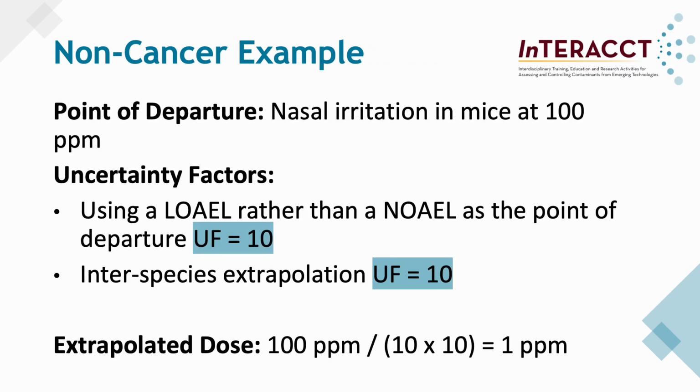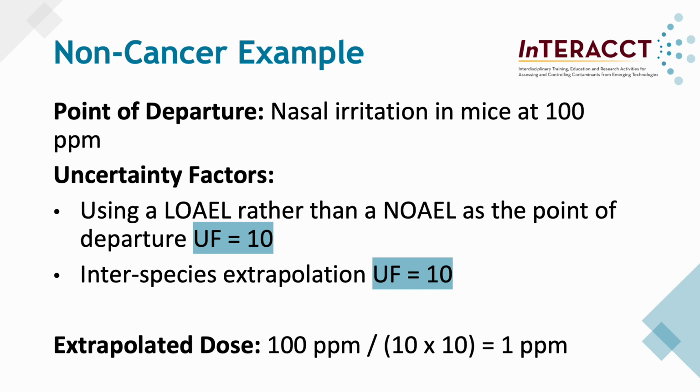Going back to our example of a study that observed nasal irritation at exposures of 100 parts per million, given that the health effect was observed at 100 parts per million, an uncertainty factor of 10 may be applied to account for this being the lowest observed effect level rather than the no observed effect level. And if this study had been done in mice, another uncertainty factor of 10 may be applied to account for differences between mice and humans.